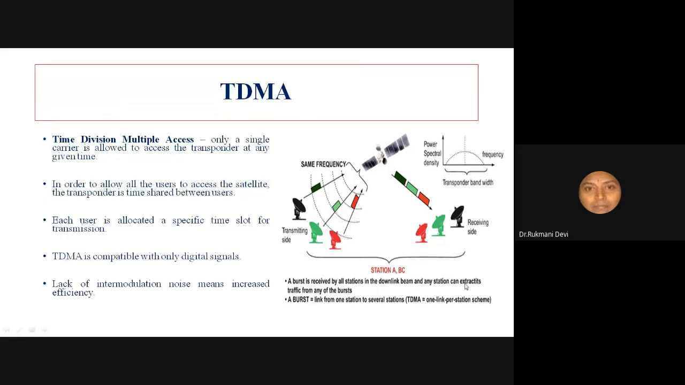Similarly, on the receiving side, a burst signal is received by all the stations in the downlink beam, and any station can extract traffic from any of the bursts. So a burst is nothing but a link from one station to another station. This is used in time division signals. To avoid interference between the time slots of signals, we use the burst signals.